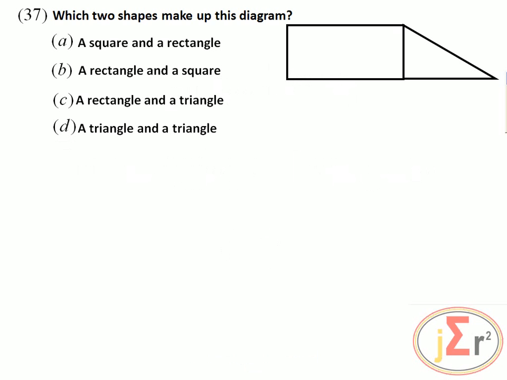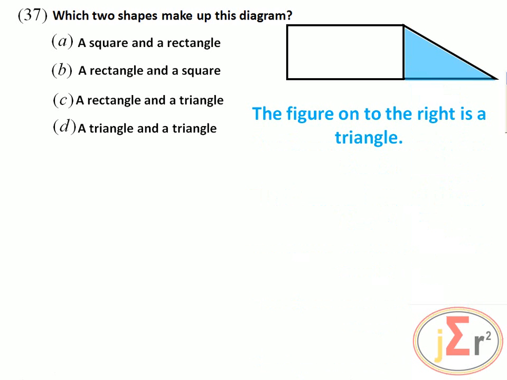Which two shapes make up this diagram, Jerry? What two shapes do you notice there? A rectangle and a triangle. Okay, so you heard that. A rectangle and a triangle. And that is represented by which option? Option C. Okay.